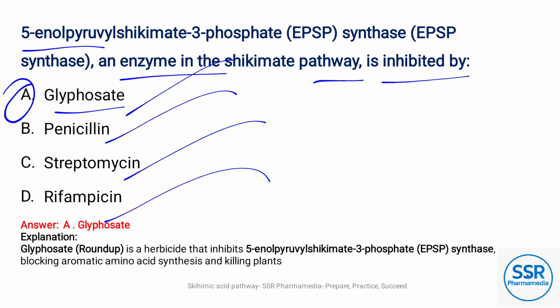Glyphosate is also called Roundup. It is available in the fertilizer shop. Its main role is to act as a herbicide that inhibits the 5-enolpyruvylshikimate 3-phosphate synthase enzyme. It blocks aromatic amino acid synthesis and kills the plant.